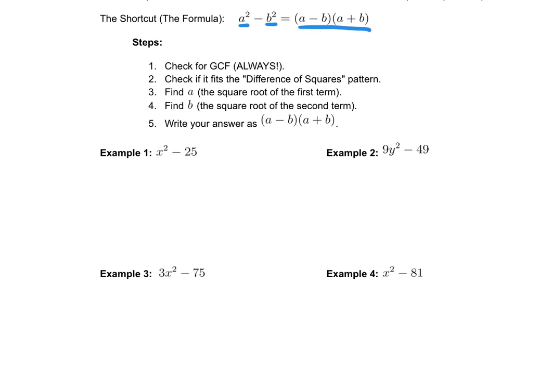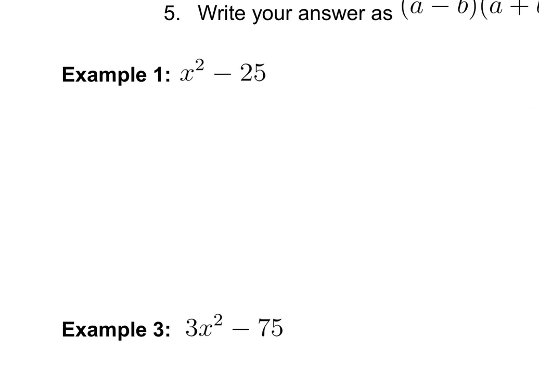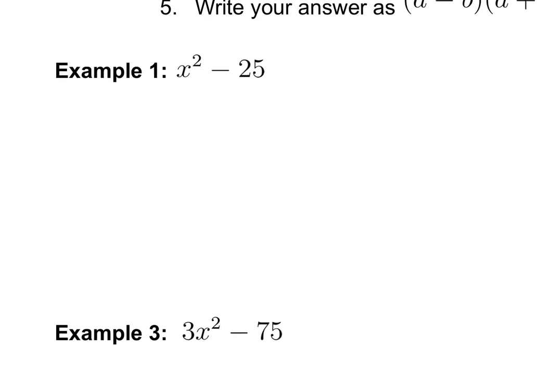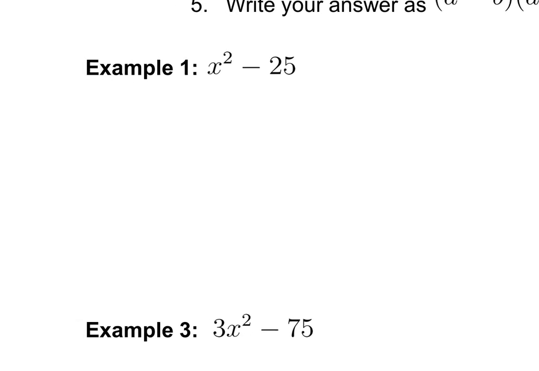The first thing we want to do is always check for our greatest common factor. After that, we want to see if the pattern fits the difference of squares pattern. Then we want to find a, then find b, and then we can write our answer as a minus b times a plus b. Looking at this, there is no greatest common factor, so we're going to move on to finding our a and our b.